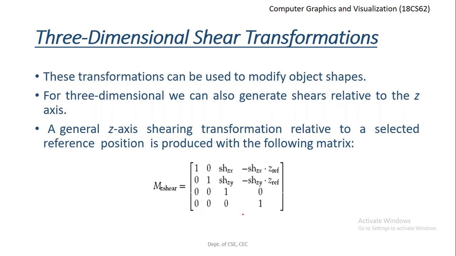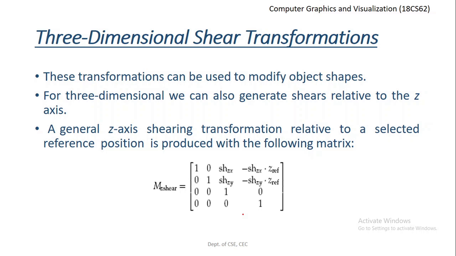Now let us move on to the next type of 3D transformation, that is the shearing transformation. Now shearing transformation can be used to modify the shape of the objects. Shearing transformation changes the shape of the object or distorts the shape of the object. For a three-dimensional space, we can also generate shears relative to the z-axis as well.